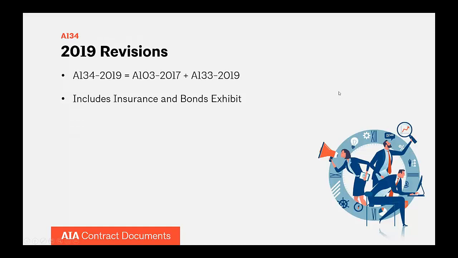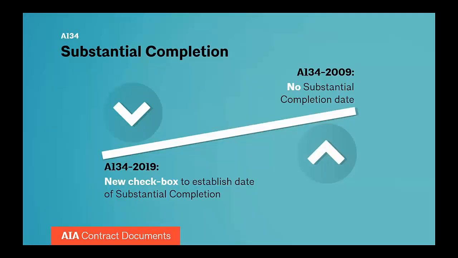So the 2019 revisions to A133 generally incorporated the 2017 changes to A103, which is the corollary document in the A201 family, and then the revisions made in A133 that are applicable. So Arlen has already spoken about those revisions when he was talking with you about A133. Things like the standard of care and the pre-construction insurance requirements and the fill point for pre-construction scope, all of those things are also in A134. And A134 also includes the insurance and bonds exhibit that I just talked about with respect to A133. Next slide, 43, please.